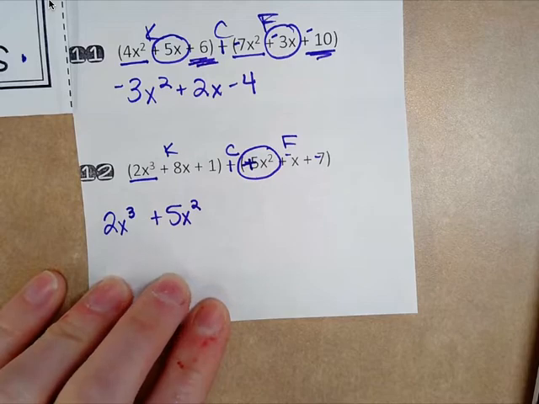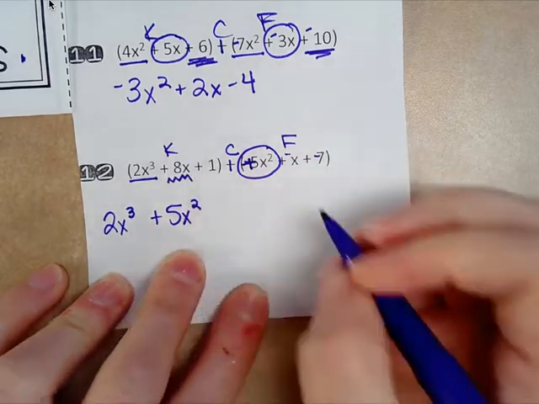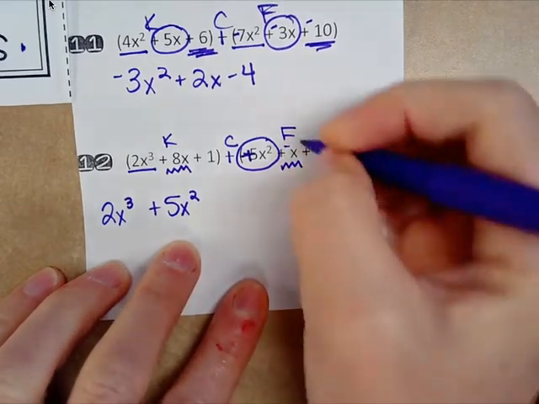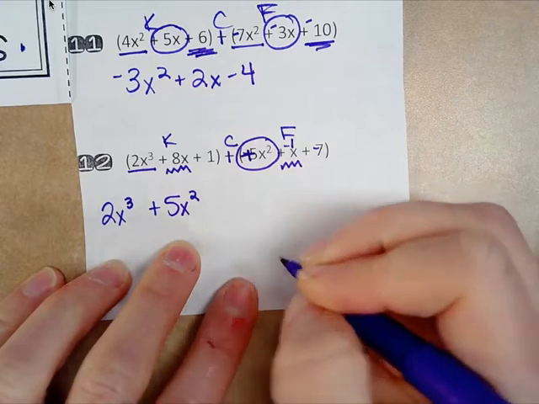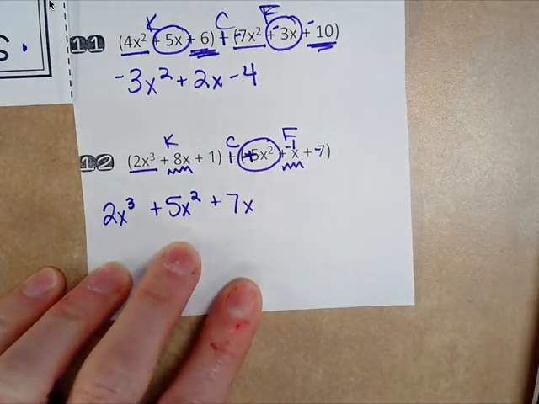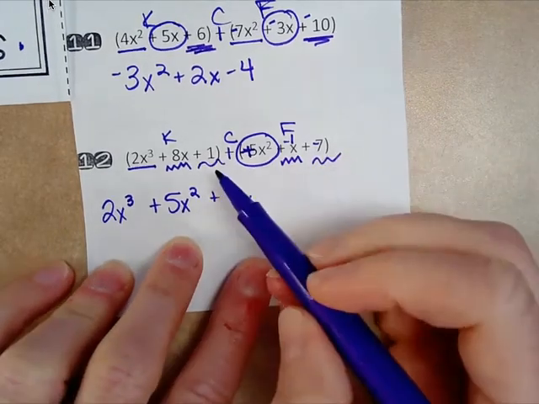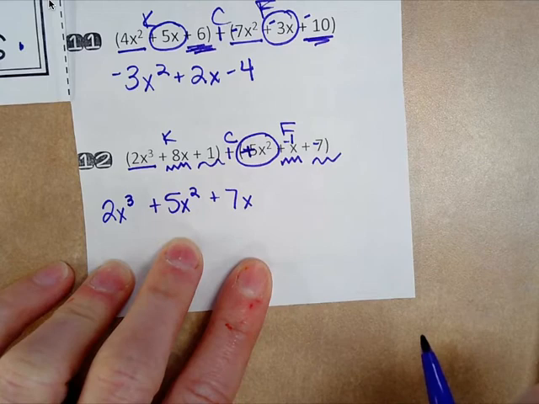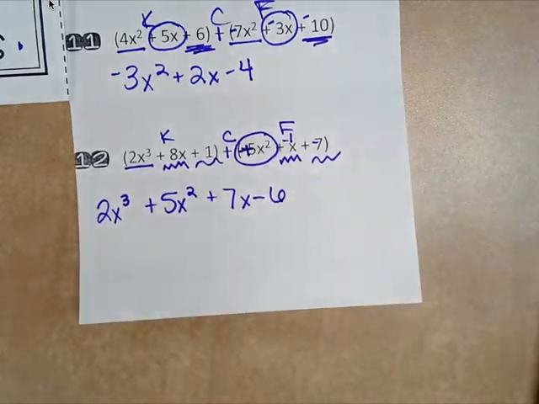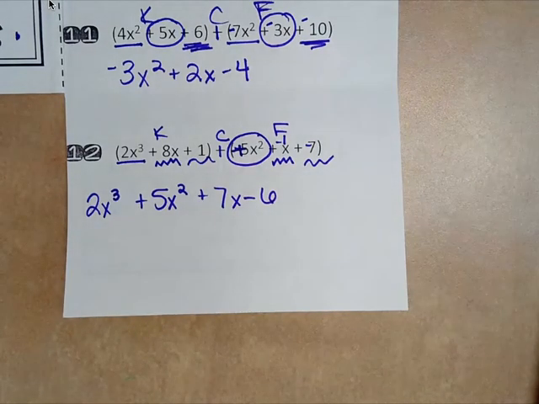Now we want to do the first power, first degree. 8x minus 1x. So it'd be 8 minus 1 plus 7x. And then our last one, positive 1 and negative 7. Negative 6. Okay, you're going to glue that in, and then you just have 6 problems to do as an assignment.